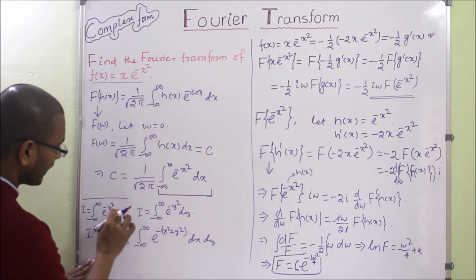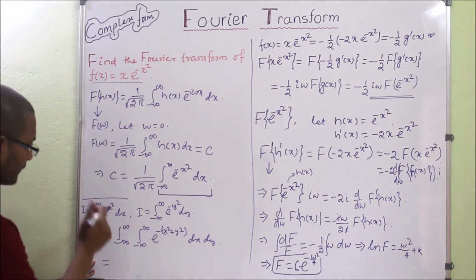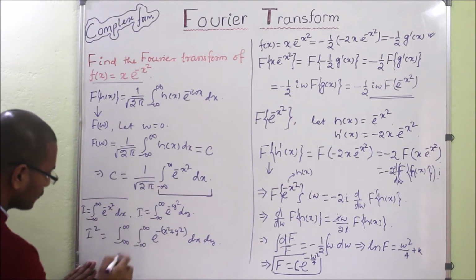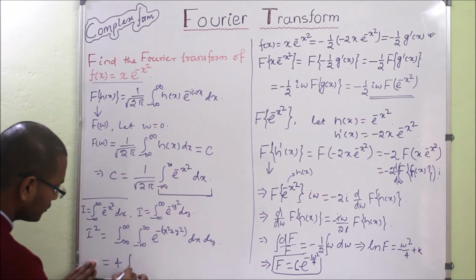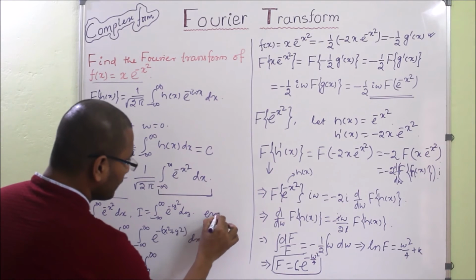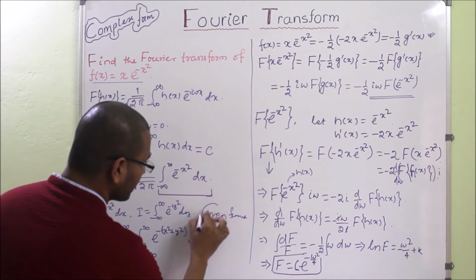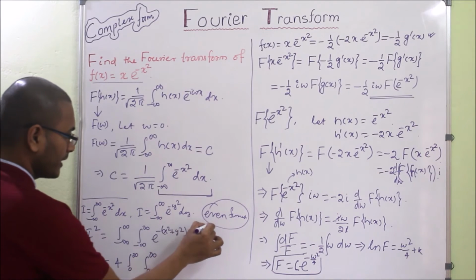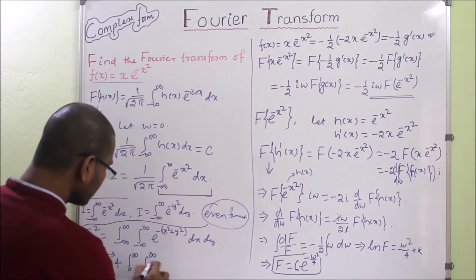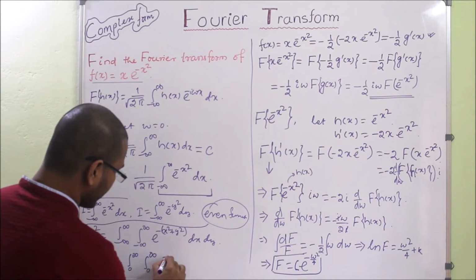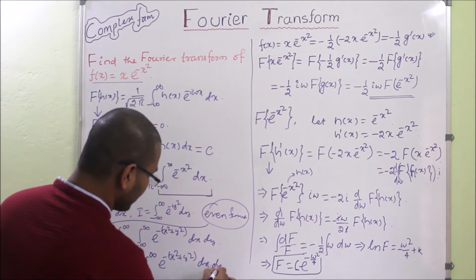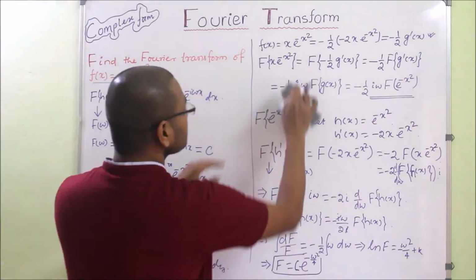So if it is even, we can write it as 2 into this limit will be 0 to infinity. So for one integral it will be 2, another integral 2, so it will be 4 into 0 to infinity, 0 to infinity. We have just applied the even function property. If we apply the even function property, then we will get this: e to the power minus (x square plus y square) dx dy.